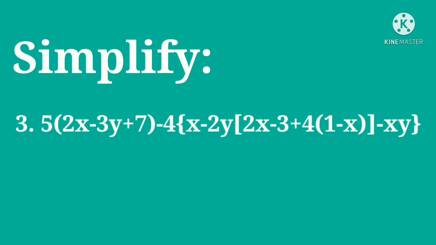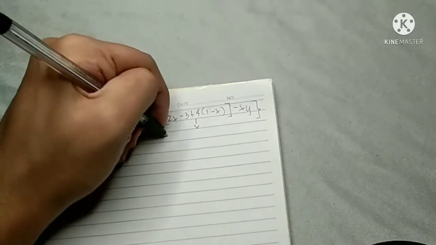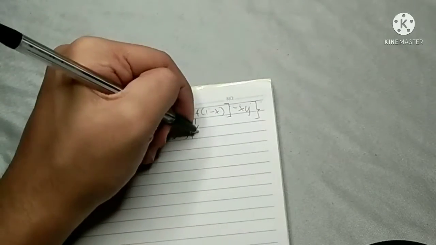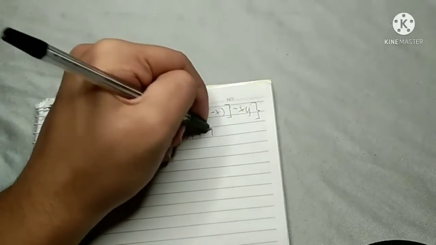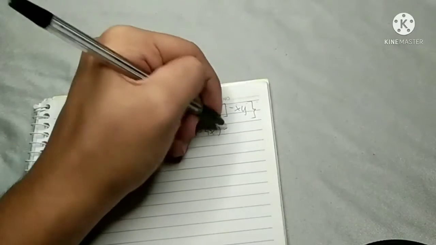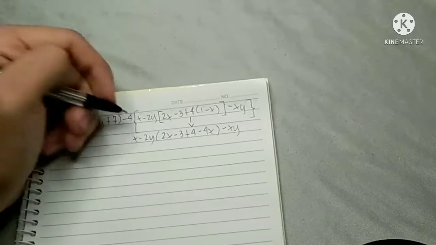So for number 3, we simplify 5(2x - 3y + 7) - 4(x - 2y)(2x - 3 + 4(1 - x) - xy). To solve this equation, we need to solve inside this parenthesis. So 2x minus 3 plus, let's simplify. So 4 times negative x is negative 4x. Then we put a parenthesis. Then minus xy. Then let's put this down, x minus 2y.